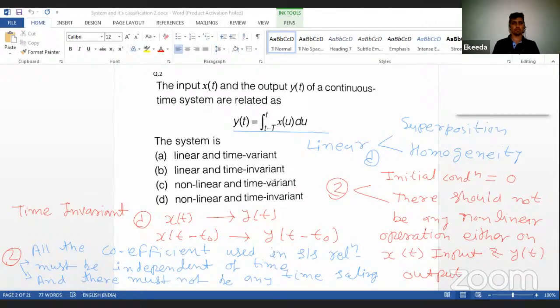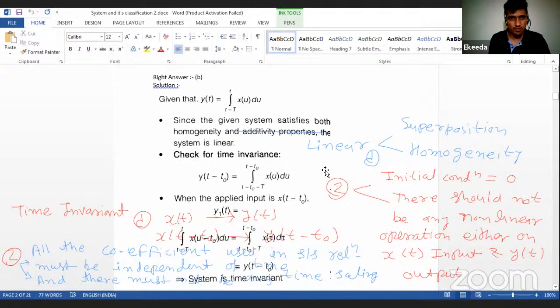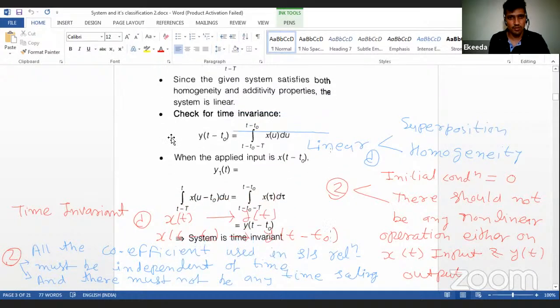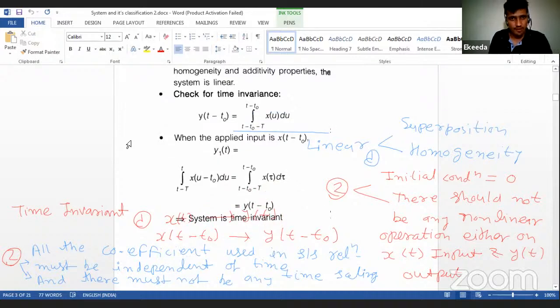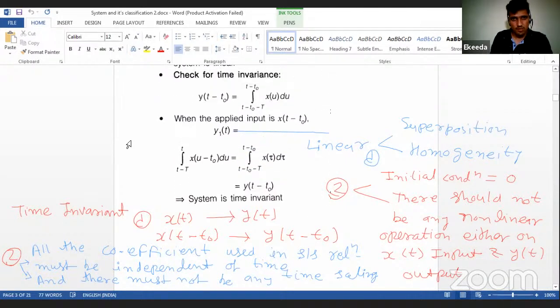So using these two definitions, you can tell whether the system will be time invariant or time variant, linear or non-linear. So coming to our question, this is the solution. They have checked first for time invariance. They have given, suppose, an input. Using this method 2, you can simply say that there is no nonlinear operation.